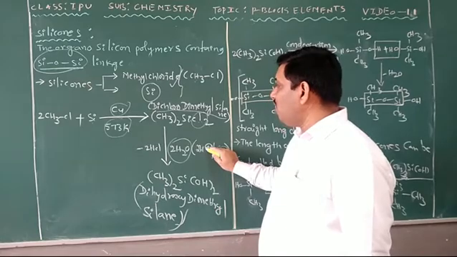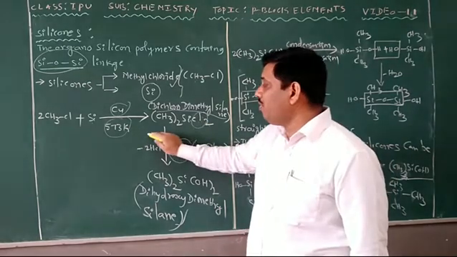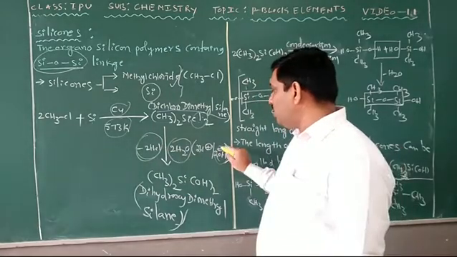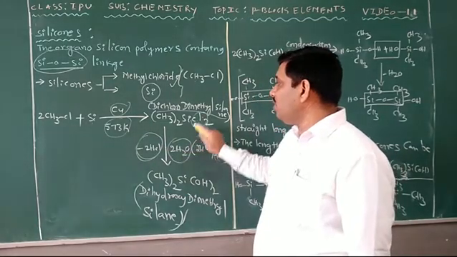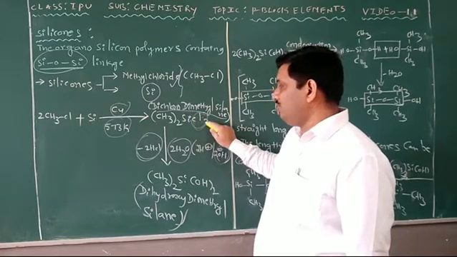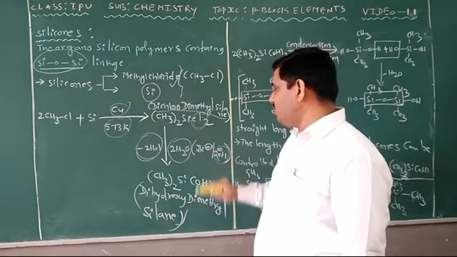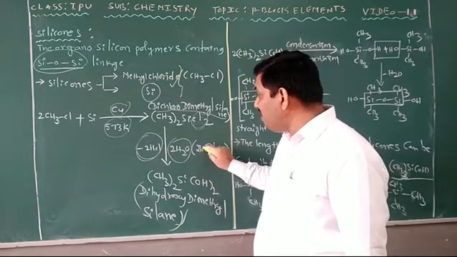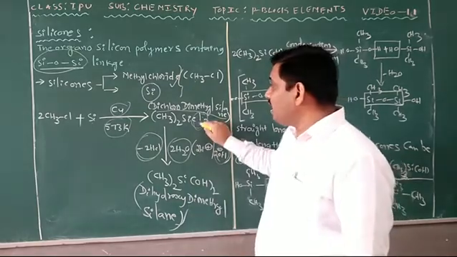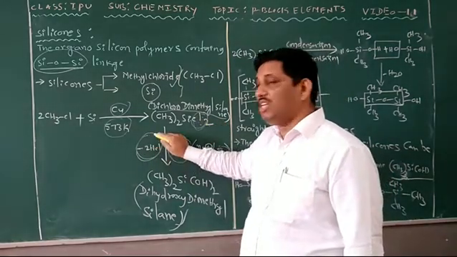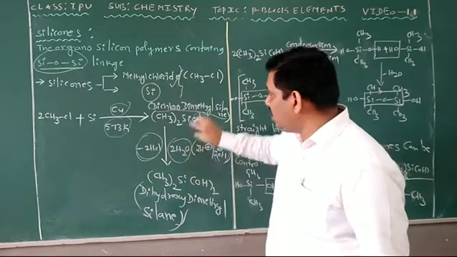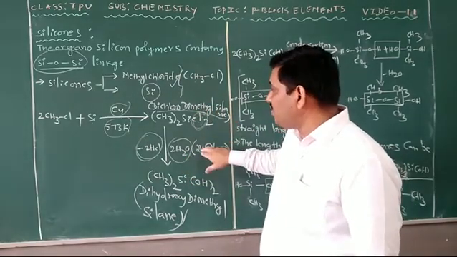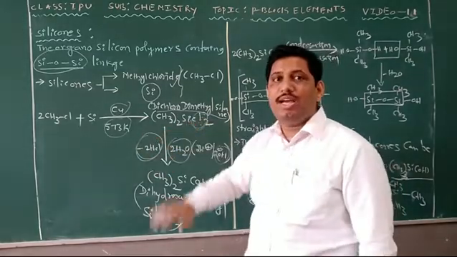The two H plus ions of the water molecule react with chlorine to form HCl, which is lost as HCl molecules. Once again, the two hydroxyl ions of two water molecules react with two chlorine atoms of silane to form the dihydroxy compound, whereas the two H plus ions react with the two chlorine atoms to form 2 HCl, lost as HCl molecules.